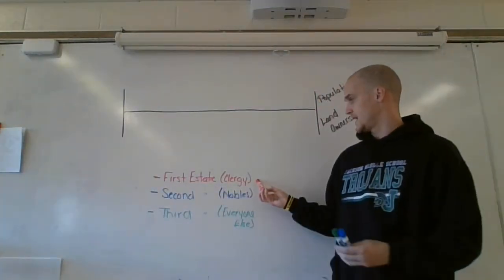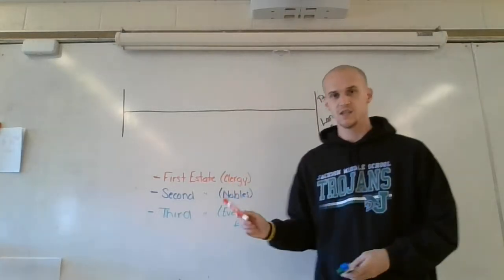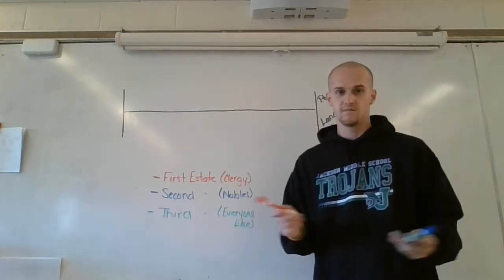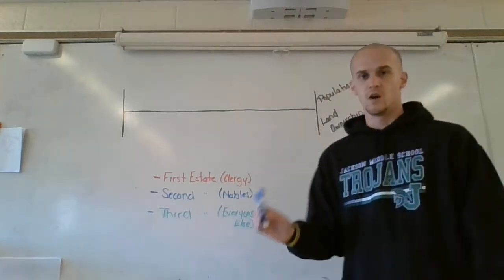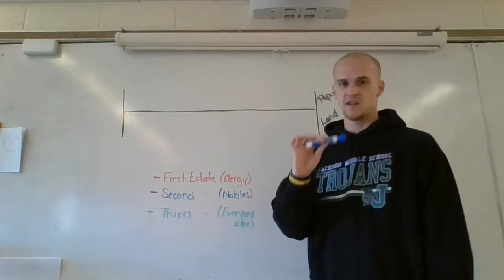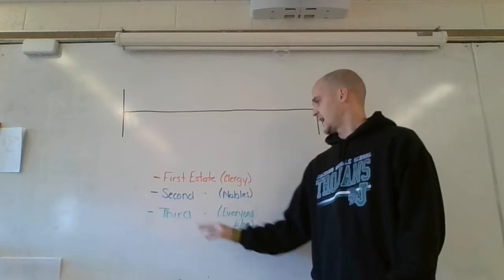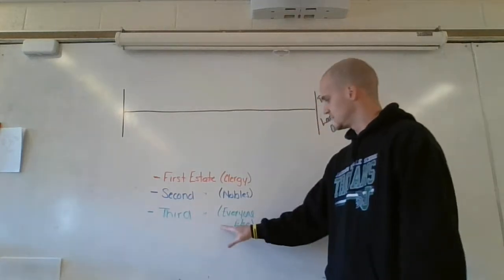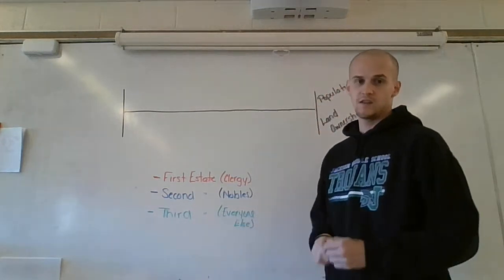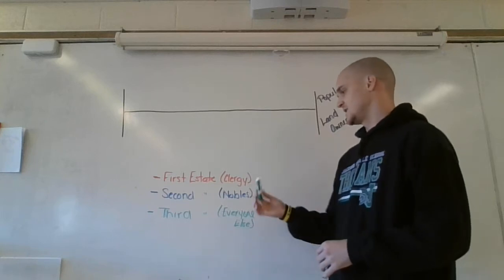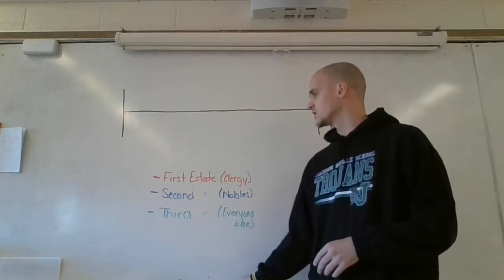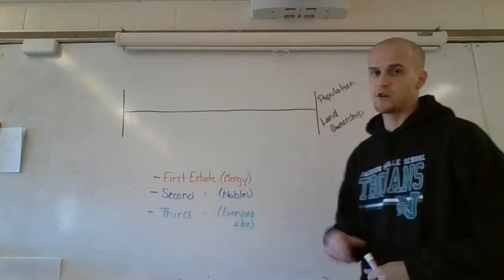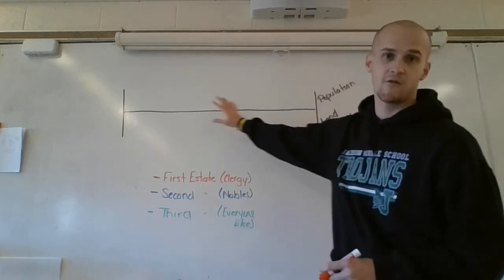For me, red is the first estate, or the clergy, which is another fancy word for church. Blue, the nobles, or the rich people. That is your second estate. And green is everybody else. Anybody that didn't fall into one of these 2 estates is in this green third estate. All right, so we're going to look at the first estate first, and we're going to do this through this graph right here.